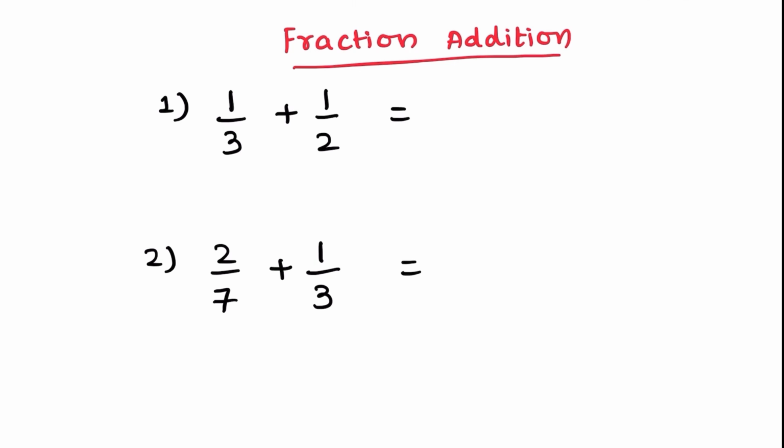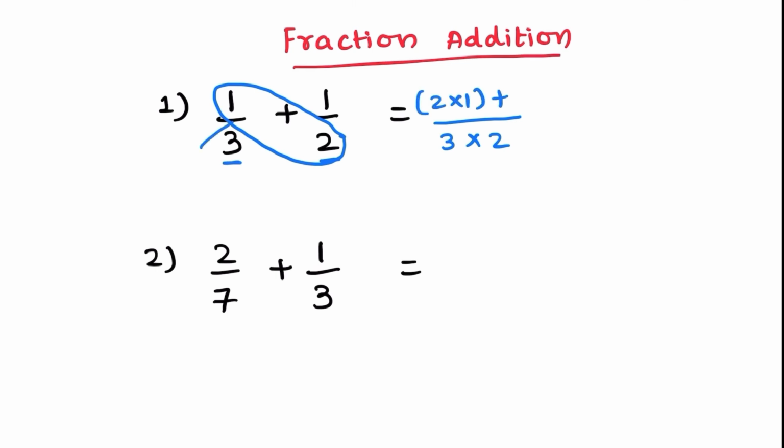So we will start with the denominators first. We will multiply 3 with 2. So 3 multiplied by 2. Now we will apply the butterfly method. So we will multiply 2 with 1. So 2 multiplied by 1 plus we will multiply 3 with 1. So 3 multiplied by 1.